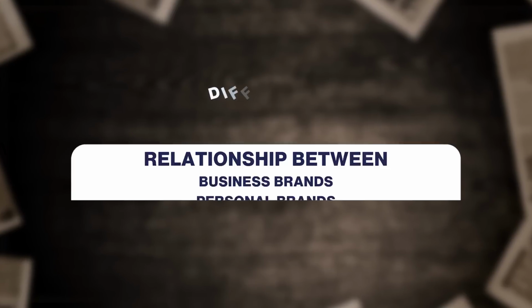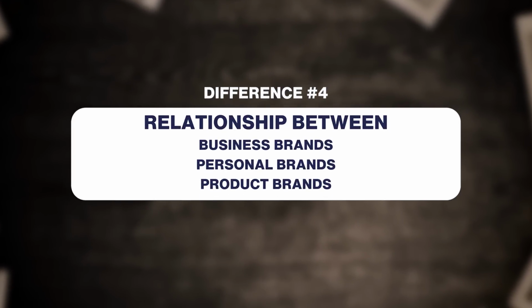So one of the biggest changes in the last 20 years is the relationship between business brands, personal brands, and product brands. So it used to be that you would actually just run ads for product brands. What you used to do is say, here's the product, here's the features, advantages, and benefits of that product, and here's how to buy the product. And that kind of was the DNA of a good ad or a good campaign.